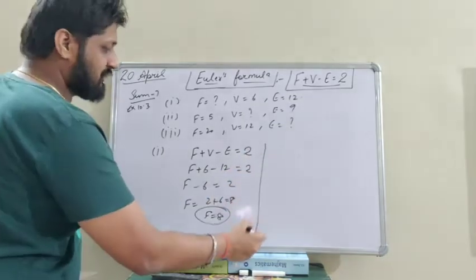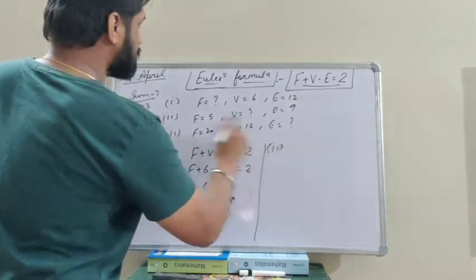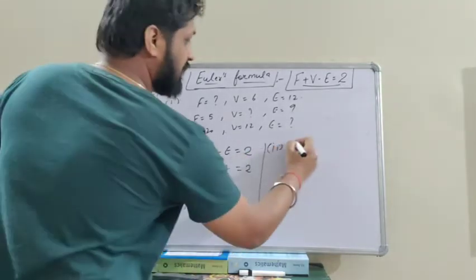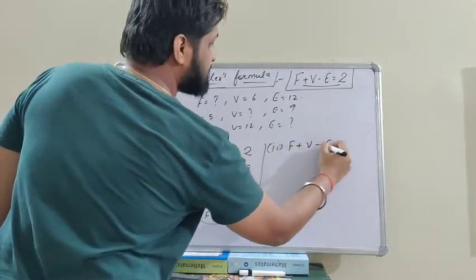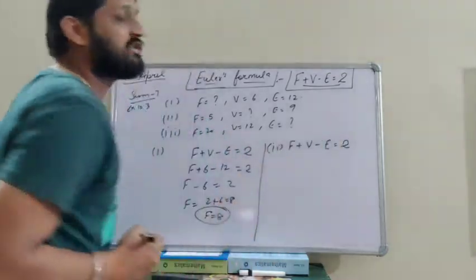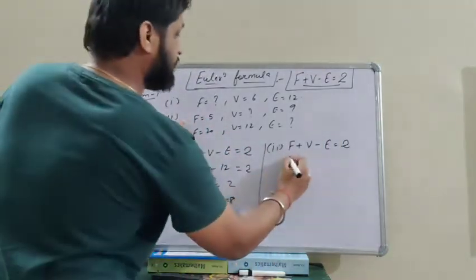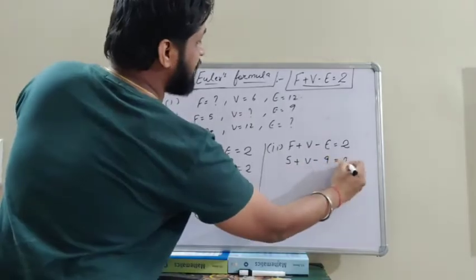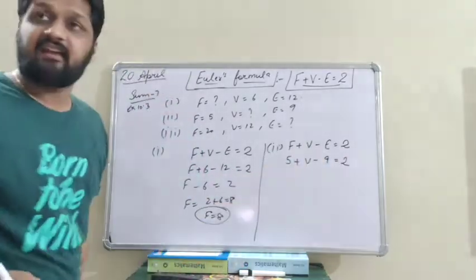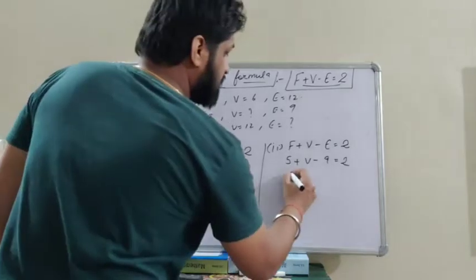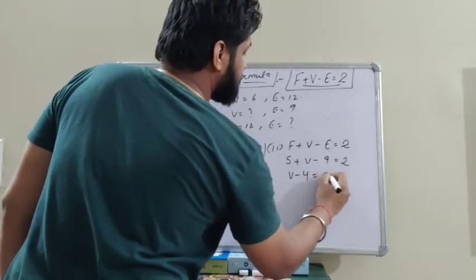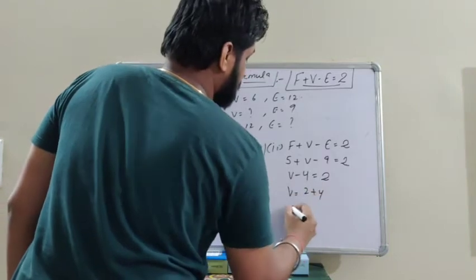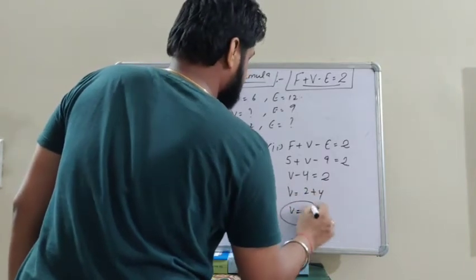Now in the second part, what do we have to find out? Faces are 5, we have to find out the vertices now. The formula is faces plus vertices minus edges gives you result 2. Now what are the faces? 5. Vertices we have to find out, minus edges 9, that is 2. So 5 minus 9, that is minus 4. So vertices minus 4 is equal to 2. So vertices is equal to 2 plus 4. So vertices is equal to 6.